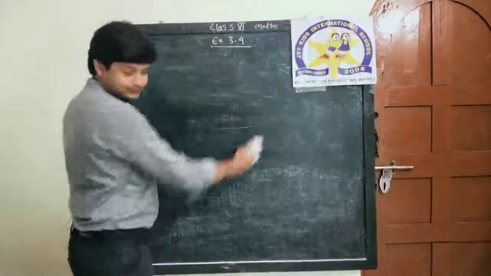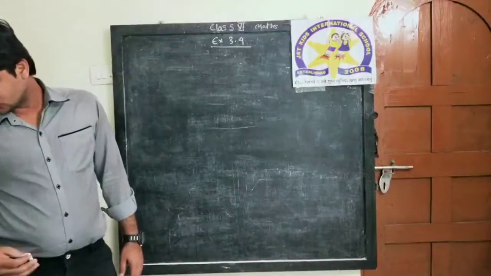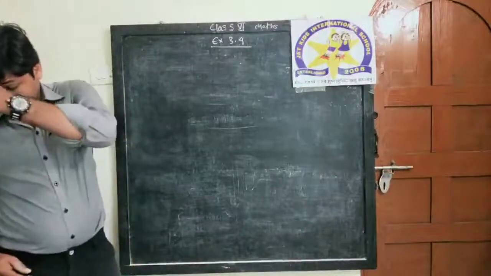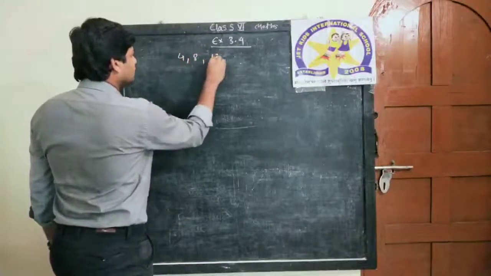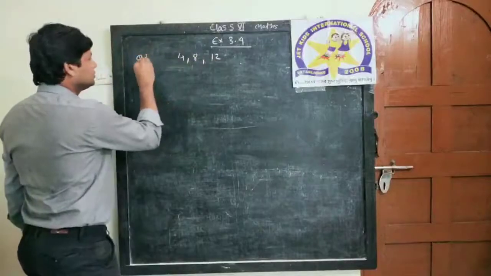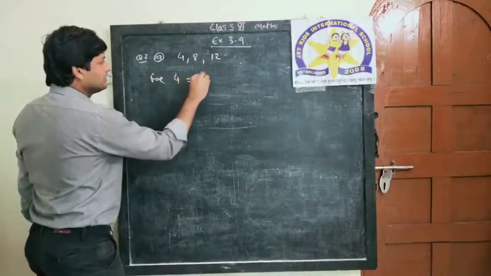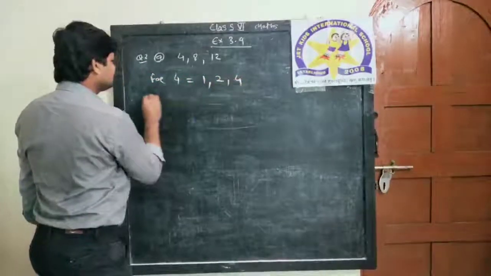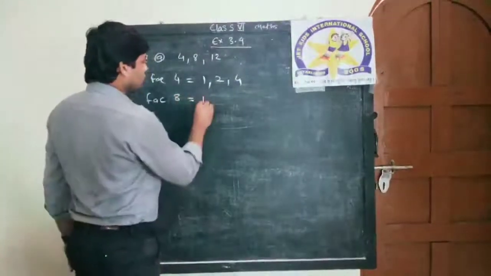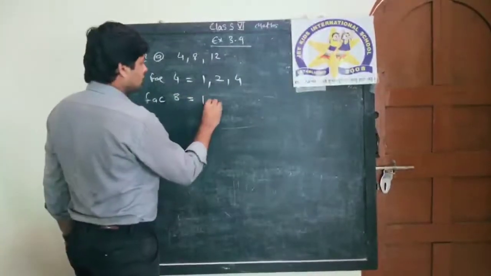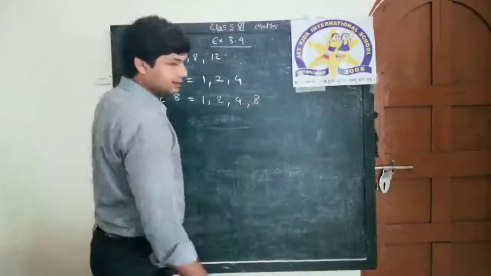Question number 2. Find the common factors of 4, 8, 12 and 5, 15, 25. Now 3 numbers are given. Question number 2A. Factors of 4 are 1, 2, 4. No need to waste time. Factors of 8 are 1, 2, 4, 8.